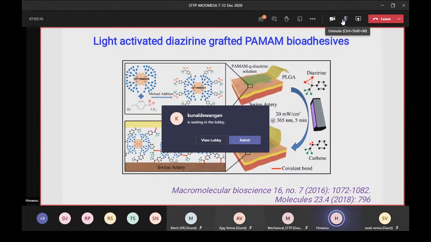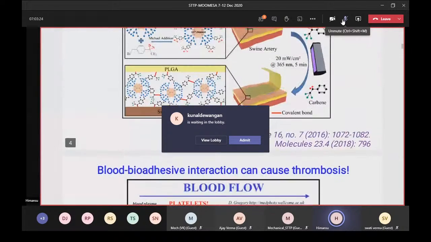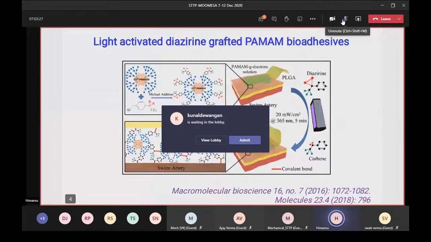And with this concept, we started this work, and the basic work has been published in very big journals like Macromolecular Bioscience, and one also in Nature Communications. This kind of chemistry can not only create a covalent surface, but can also be activated by very light voltage, for example 2 to 5 volts directly. You can activate this diazirine chemistry.